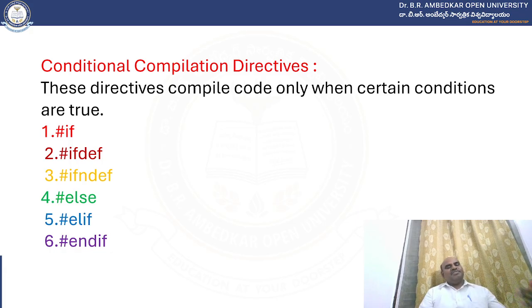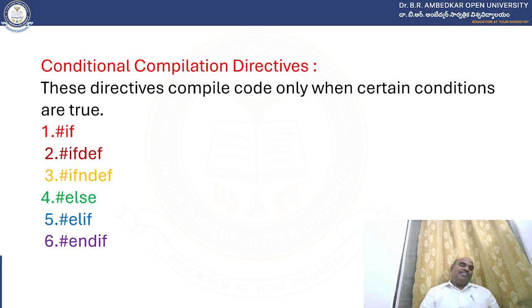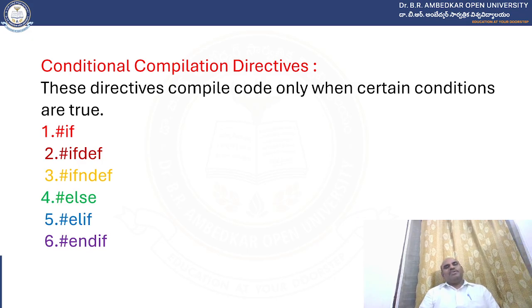The last one here is conditional compilation directives. I told you the advantages here. One of the advantages I told you is that conditional compilation is supported by preprocessor directives. These directives compile the code only when certain conditions are true. So if the conditions are true, these will be compiled.